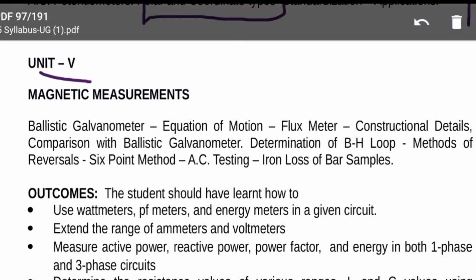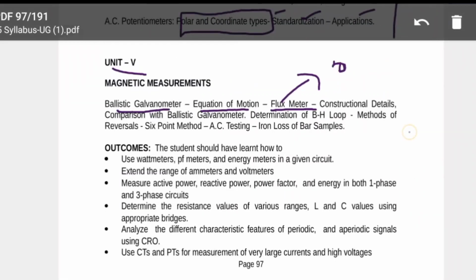Coming to ballistic galvanometer construction, the ballistic galvanometer and flux meter are comparatively similar, with just small modifications. If you are on a flux meter or ballistic galvanometer, equation of motion questions will come. From this you will get 10 marks.